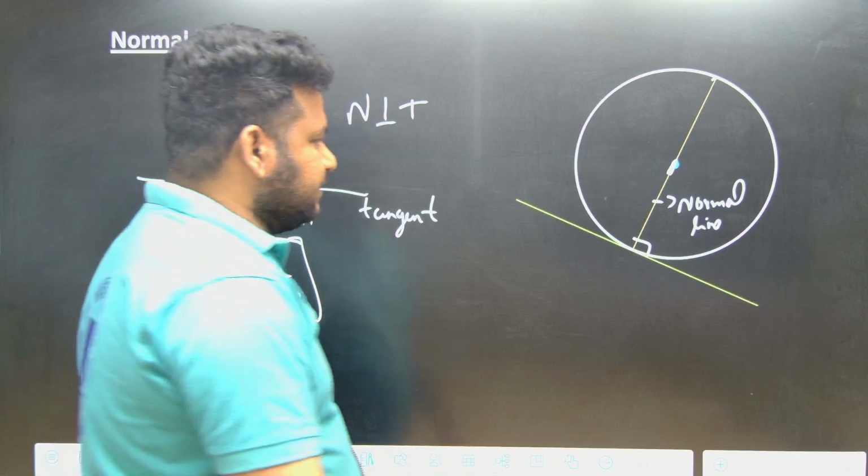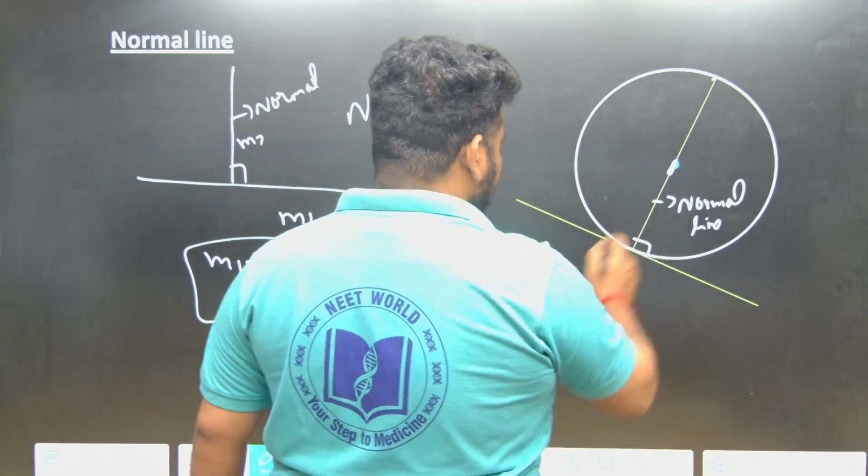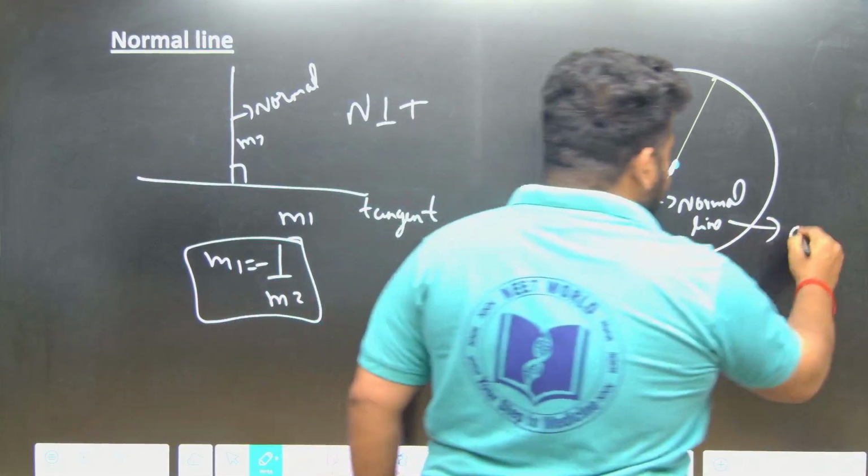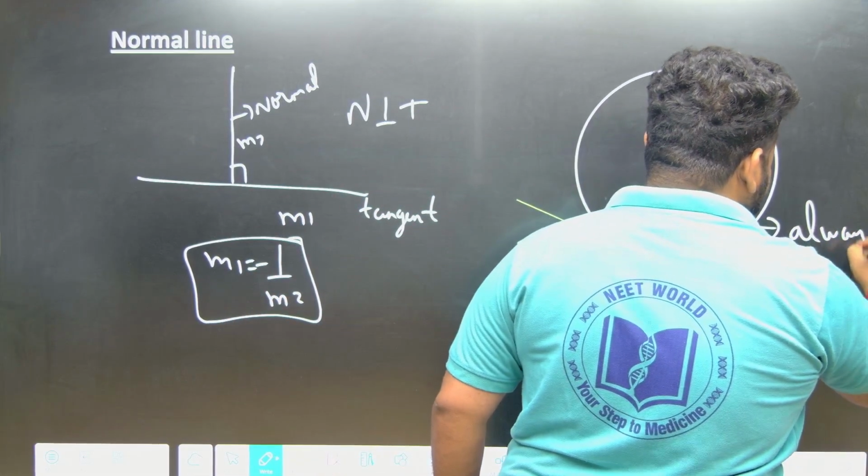The other way is, what we can do is, the normal line always passes through the center.